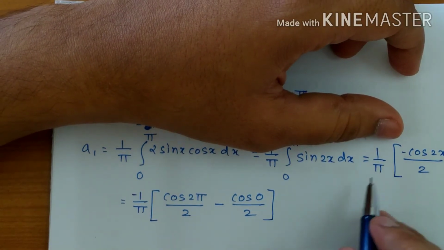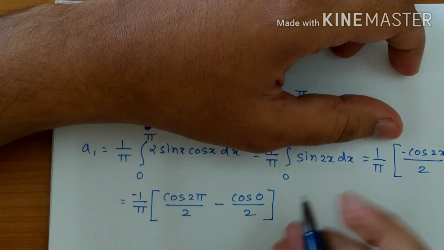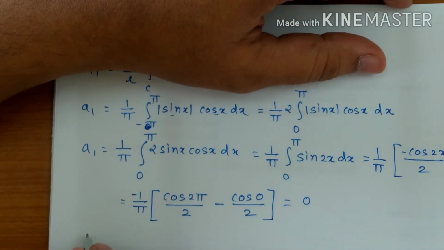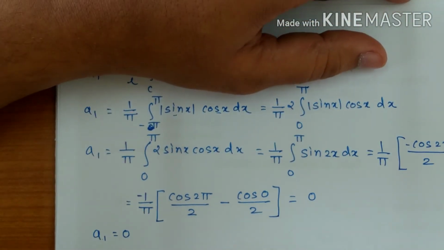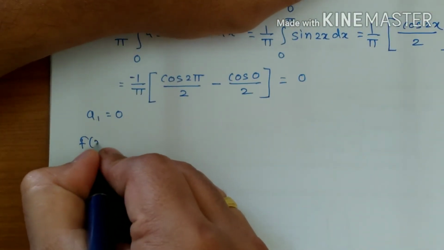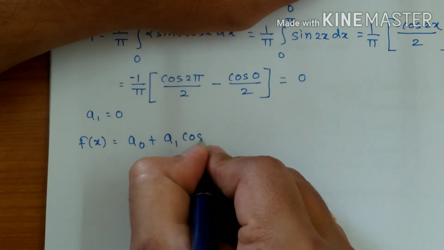So what is cos 2 pi? Cos 2 pi is 1, and cos 0 is 1. So 1 by 2 minus 1 by 2 gives us 0. Are you clear with that? So the value of a1 is what? 0.